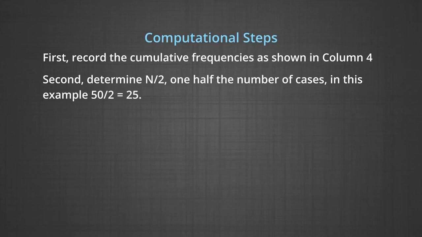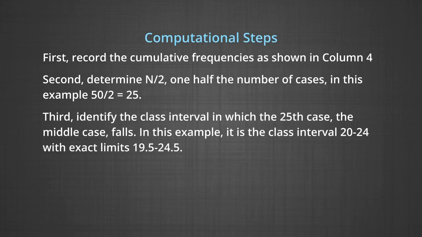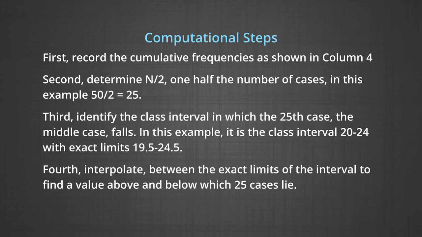In this example, 50 upon 2 is equal to 25. Third step, identify the class interval in which the 25th case, the middle case, falls. In this example, it is the class interval 20 to 24 with exact limits 19.5 to 24.5. Fourth, interpolate between the exact limits of the interval to find a value above and below which 25 cases lie.